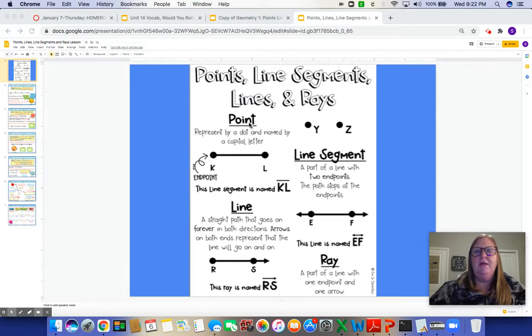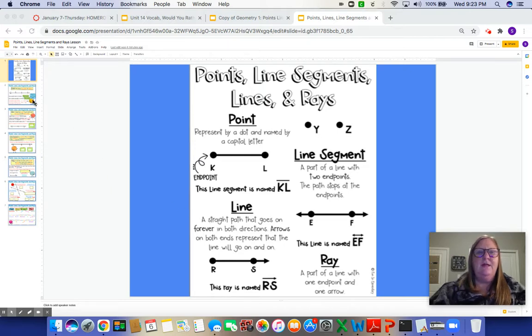We're going to be talking about points. We're going to be talking about line segments, which you see here. We're going to talk about lines. And if you notice, lines have arrows on the end because a line goes on forever and ever. And we're going to talk about rays. And if you notice, a ray has an end point on one end and an arrow on the other end. That's going to be important.